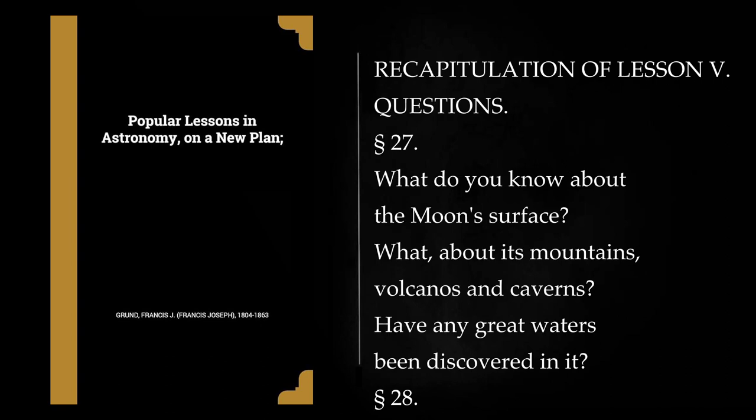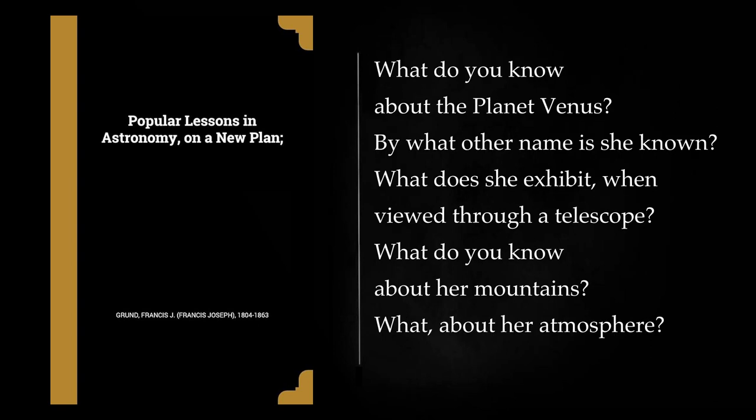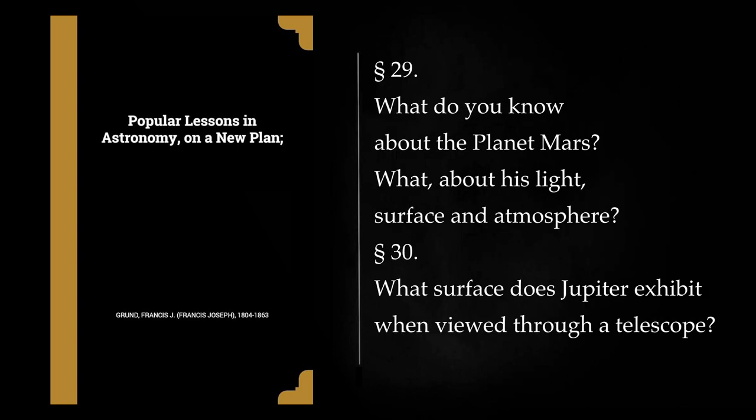Recapitulation of Lesson V. Questions. Section 27. What do you know about the Moon's surface? What about its mountains, volcanoes, and caverns? Have any great waters been discovered in it? Section 28. What do you know about the planet Venus? By what other name is she known? What does she exhibit, when viewed through a telescope? What do you know about her mountains? What about her atmosphere?